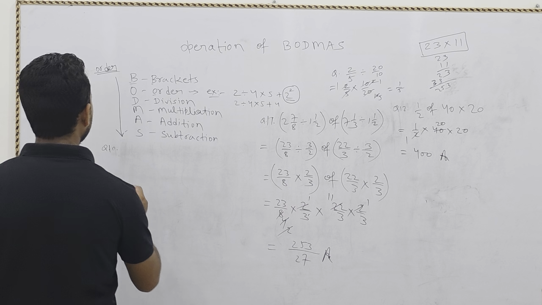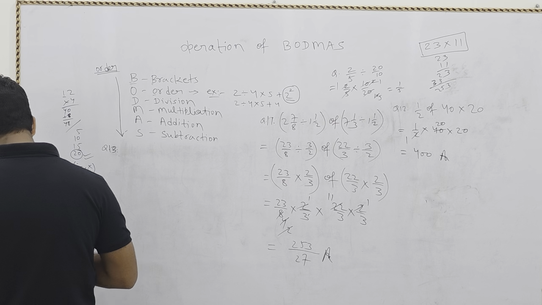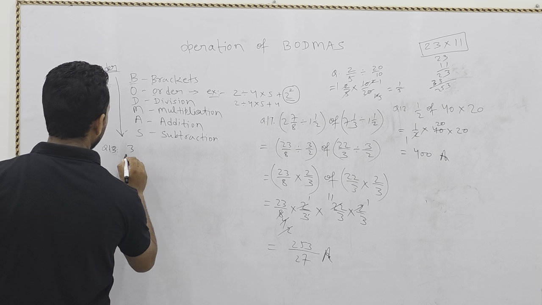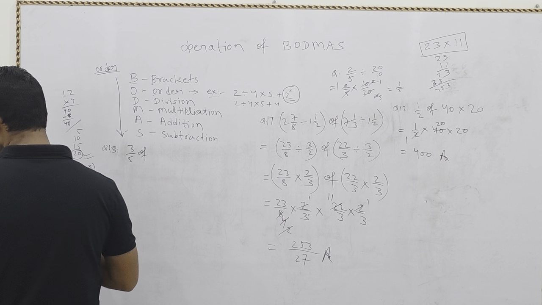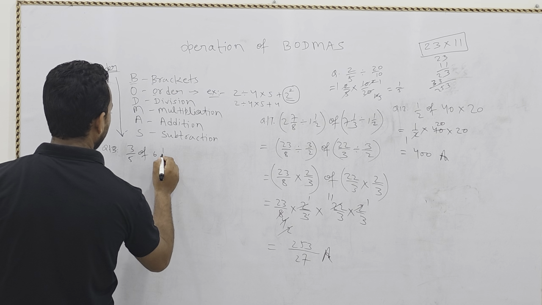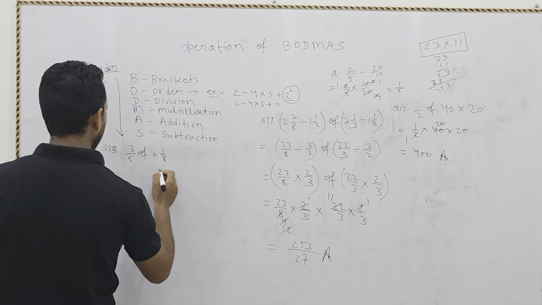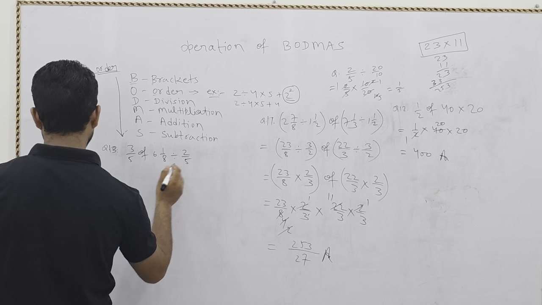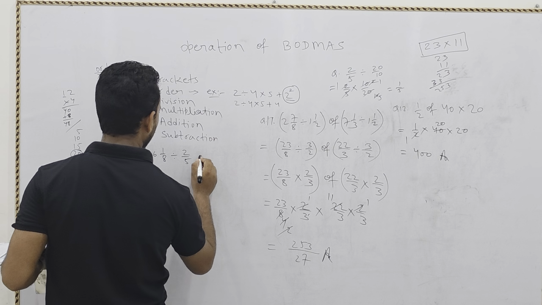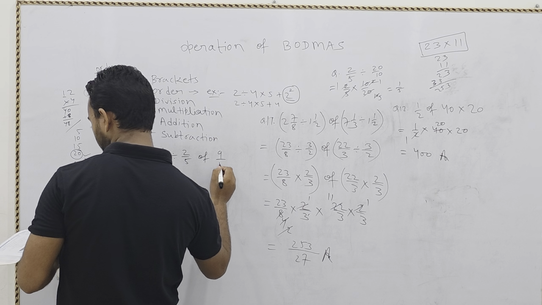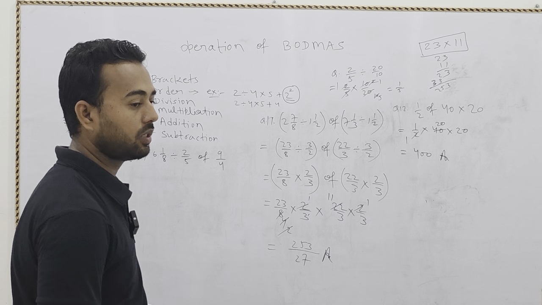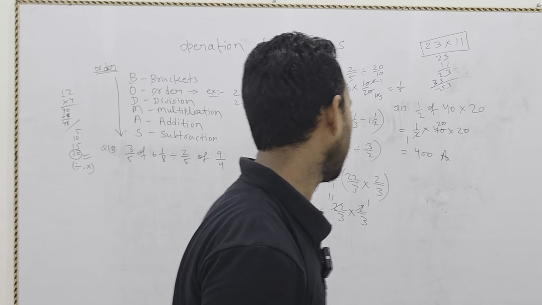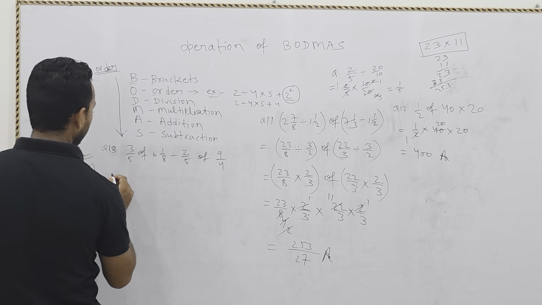Now this is question number 13 I am going to solve. 3 by 5 of 6 1 by 8 divide 2 by 5 of 9 by 4. So I have written question number 13, and you can see it on the blackboard. Now we are going to solve this question.